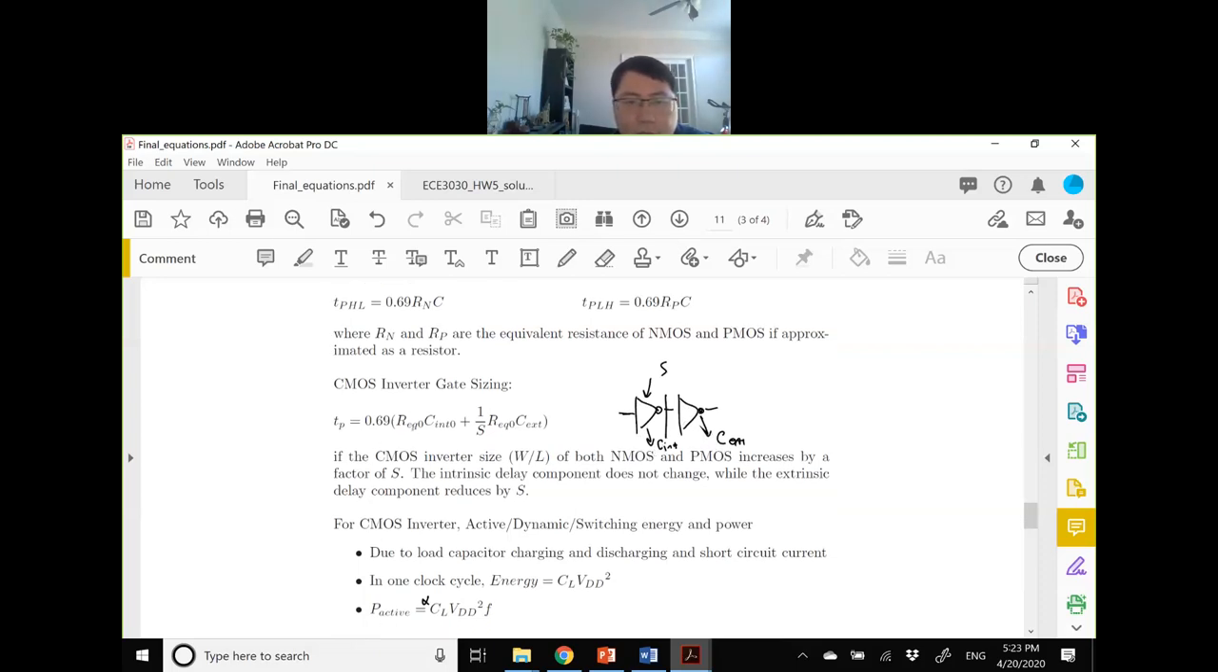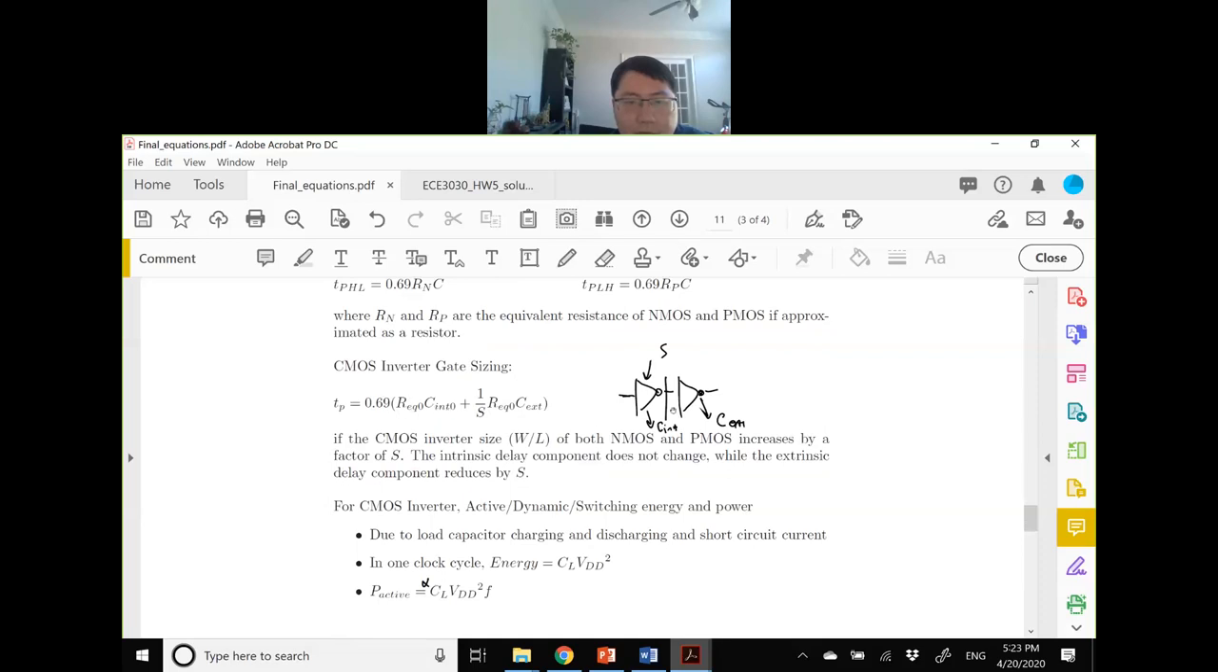If you do that, then the RC delay from the first inverter will remain the same, because when you increase the size, the cap increases, but the equivalent resistance decreases. So the RC delay for the internal delay will be the same. But for the external delay, the cap doesn't change, but the equivalent resistance of the first inverter decreases by S. So the delay of this component will decrease by S.